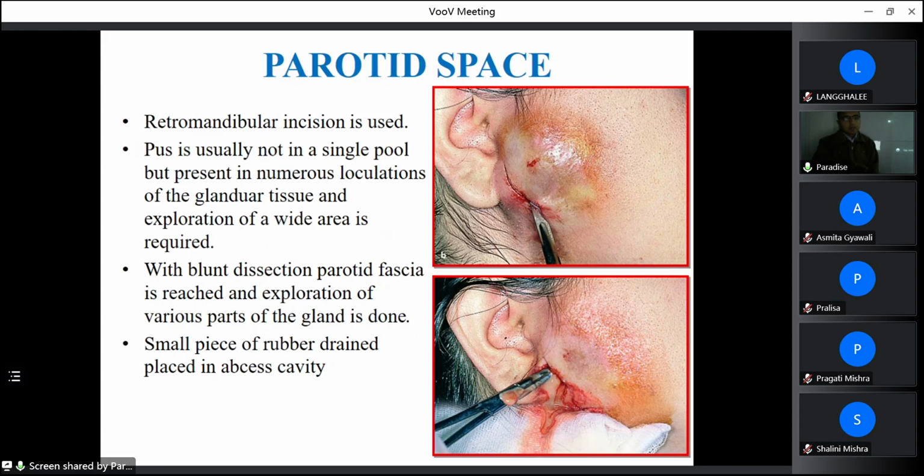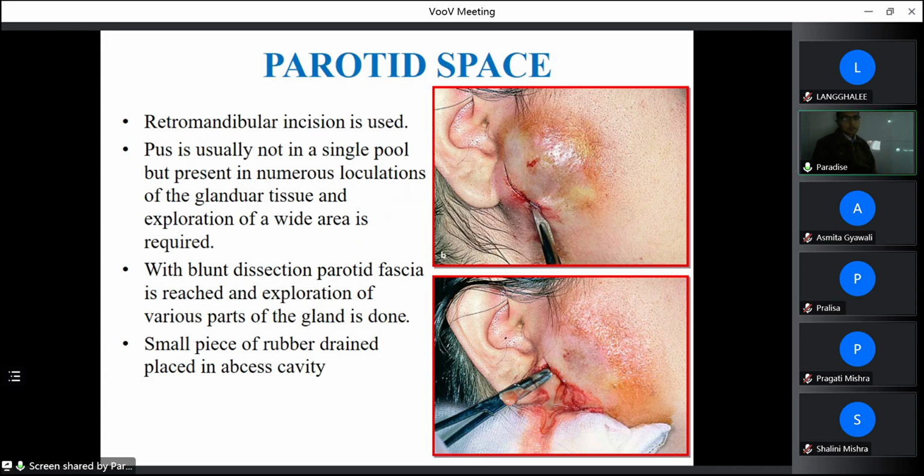Next is parotid space infection. The parotid space is bounded by the deep fascia, and it consists of the parotid gland and the branches of the facial nerve. In case of parotid space infection, again you have to give the incision just anterior to the external ear. After giving the skin incision, you have to do blunt dissection. Once the blunt dissection is done, the pus is collected and sent for culture and sensitivity. Again, the same thing: start empirical therapy, start dressing. After the report, you have to change the antibiotic based on the antibiotic sensitivity report.